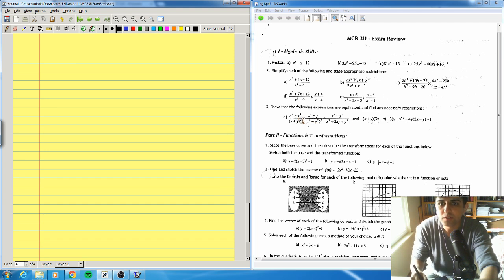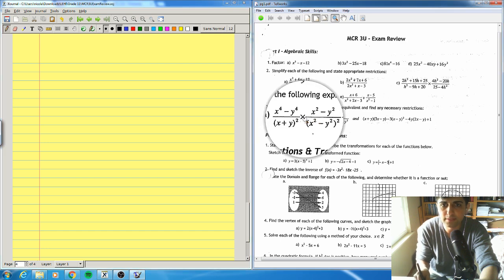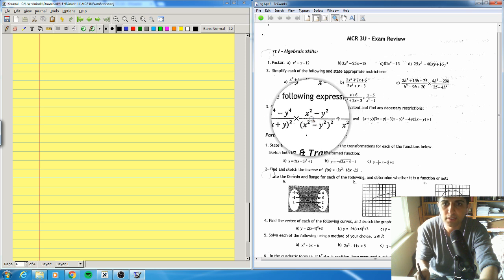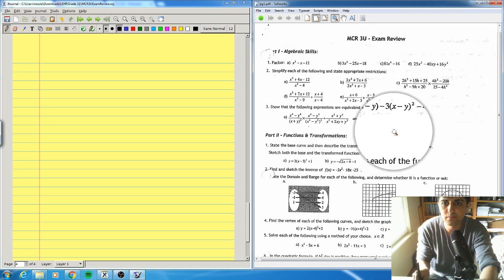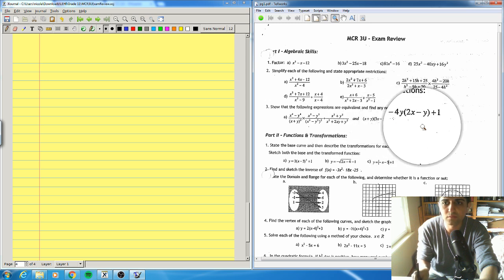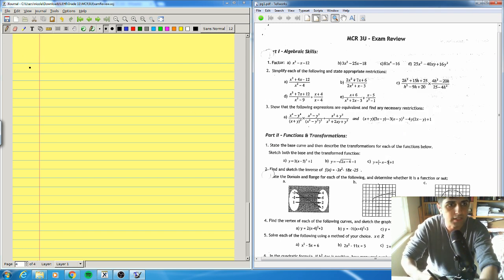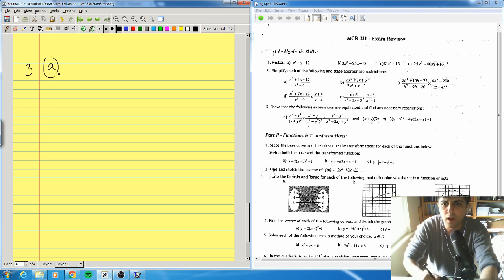Show that the following expressions are equivalent and find any necessary restrictions. Okay, this is ballsy. Let's do this. So I bet I just have to simplify the left side, and the right side will just basically pop out. Let's try this. What the heck, right? So 3a. It's weird how it says 3a, but there's no other question after that. That's pretty weird. That's in part 1 algebraic skills.